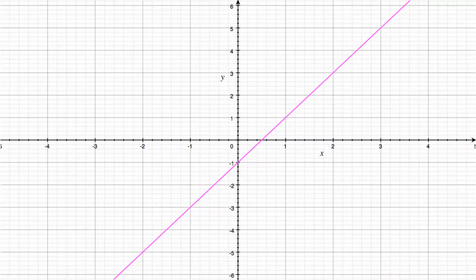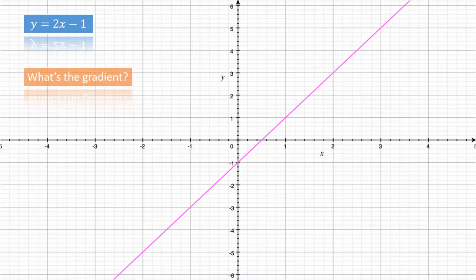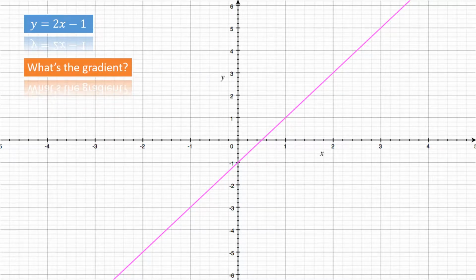Now here we're given a graph in which we can see a straight line. And we can go further, and actually that line's equation is y equals 2x minus 1. And now here comes a question. What's the gradient of that line?